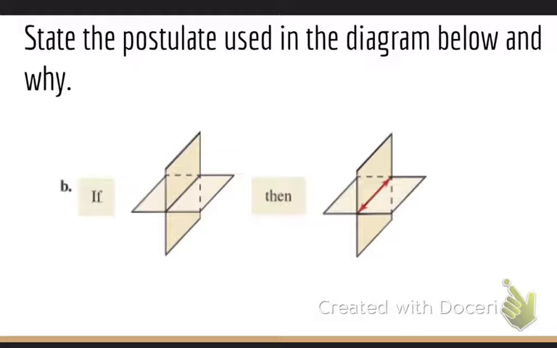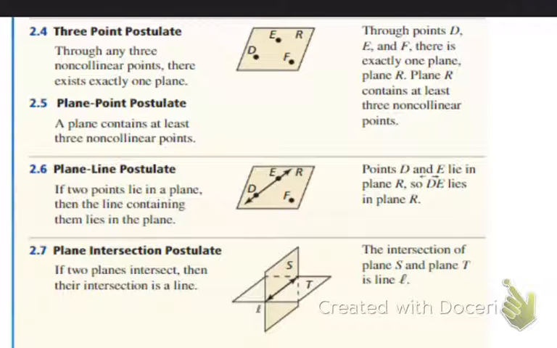Plane intersection postulate? If two planes intersect, there has to be a line intersection. Okay, and that's what's happening. If two planes are intersecting, then they intersect at one line. Good. So we'd say 2.6 plane line postulate. 2.7. Is it 2.7? Yeah. Whoops. One is right. Good call.